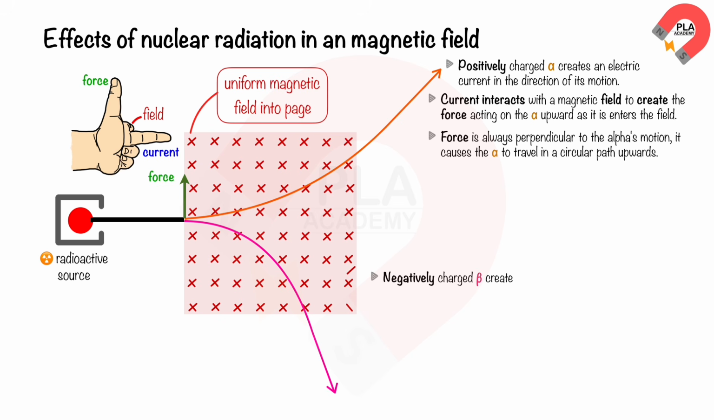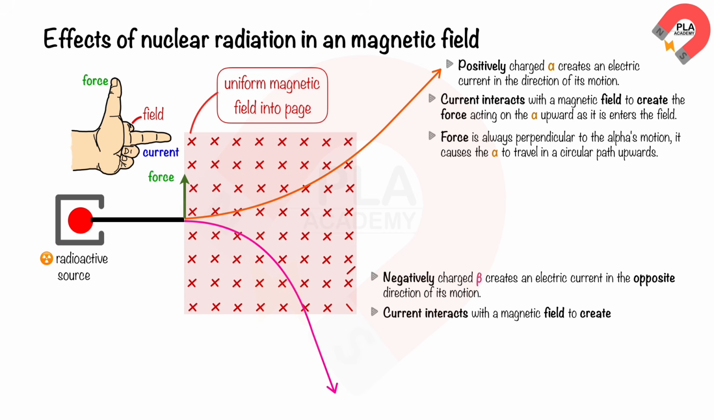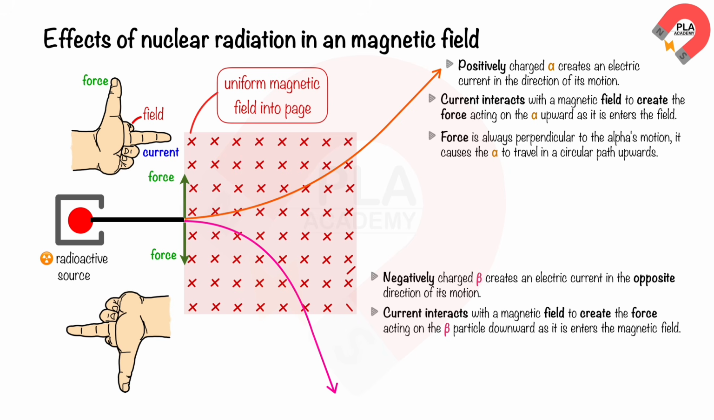The beta particles are deflected in a circular path downward from the page. This is because the negatively charged beta particle creates an electric current in the opposite direction of its motion. This current interacts with the magnetic field to create a force acting on the beta particle downward, as it enters the magnetic field. To determine the direction of this force, we can use Fleming's left-hand rule.